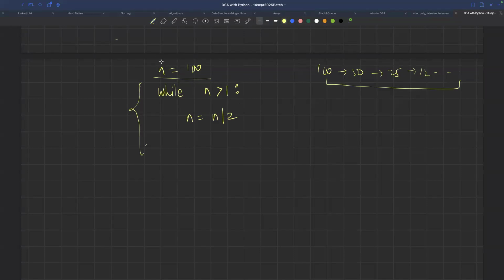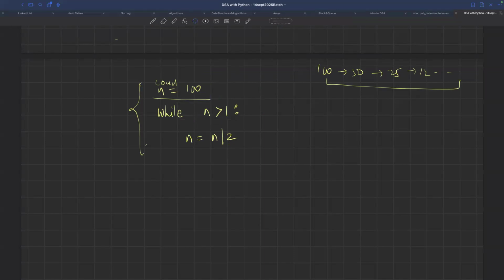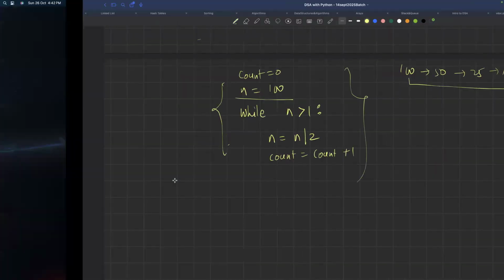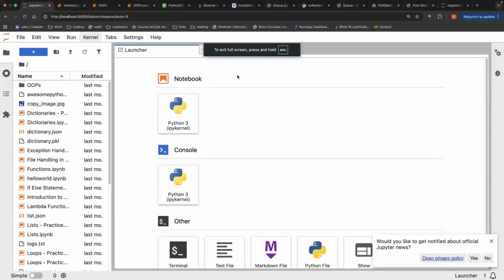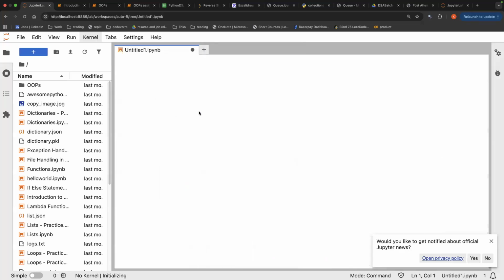If you keep a track of count, if you make count equal to 0, and if you do count is equal to count plus 1, then what is the number of count you will get? Can we write this code? Yes. चलो कोड लिख के देखते हैं और बाइनरी सर्च का भी कोड इसके बाद लिखते हैं.